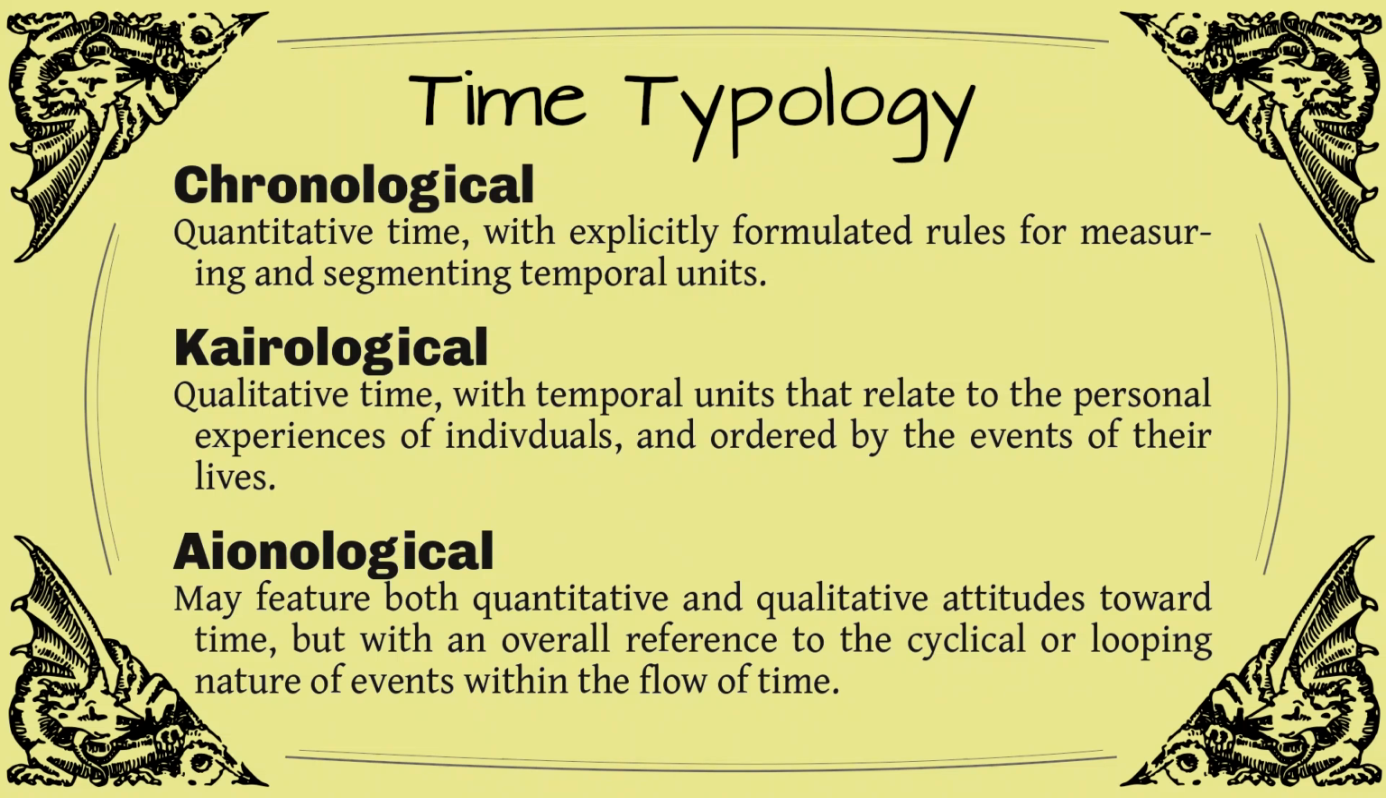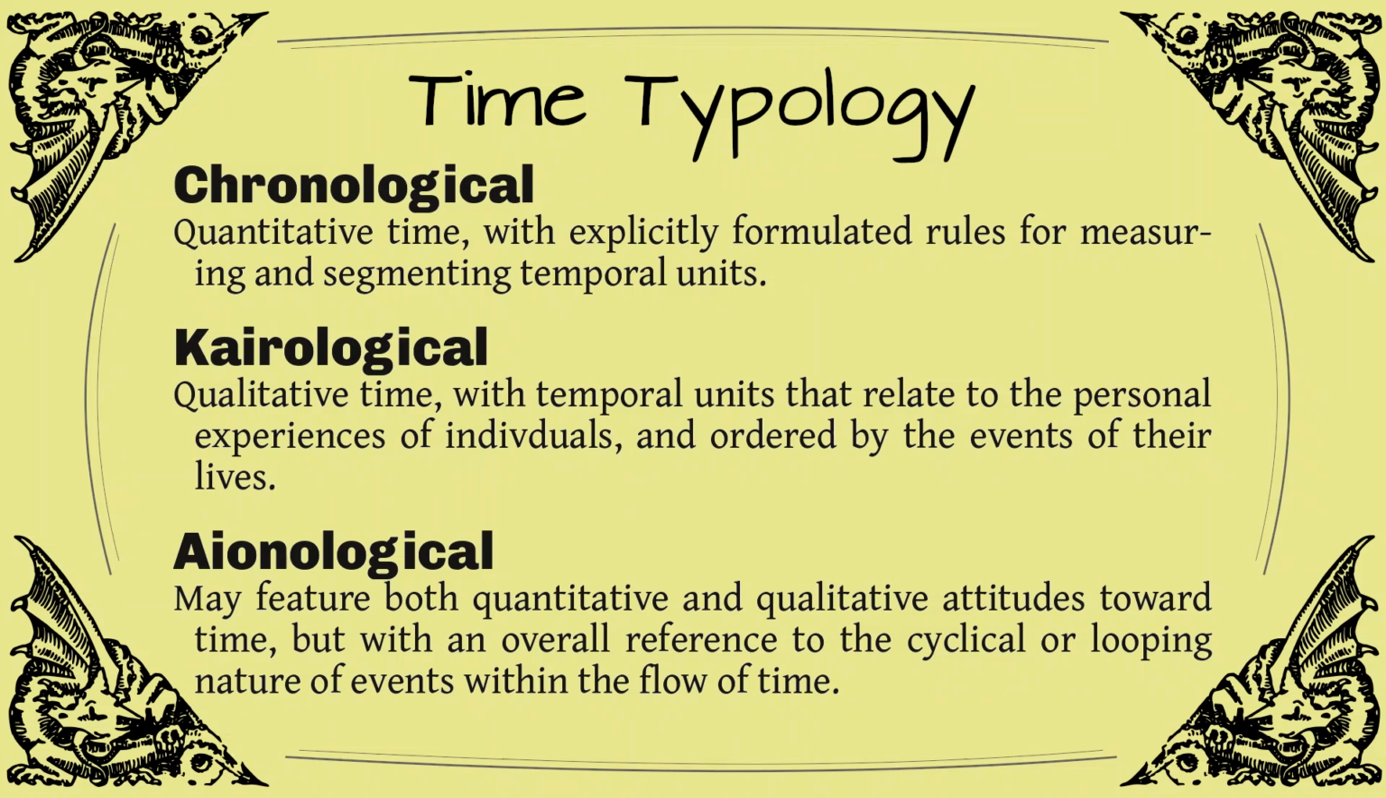And of course, the one that most people are going to be familiar with is chronological time, Greek chronos. And that's this quantitative time with explicitly formulated rules for measuring and segmenting temporal units that we often think of as objective time or scientific time. It's our very standardized seconds, minutes, hours, days, that we can precisely monitor under controlled conditions, such as you might find in the practice of the sciences, versus kairological time, or kairos from the Greek.